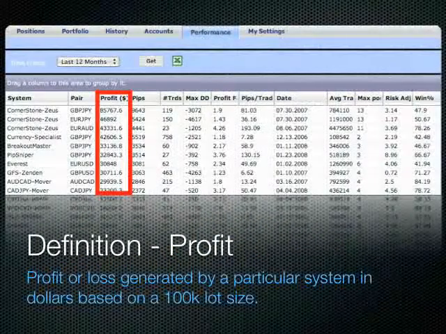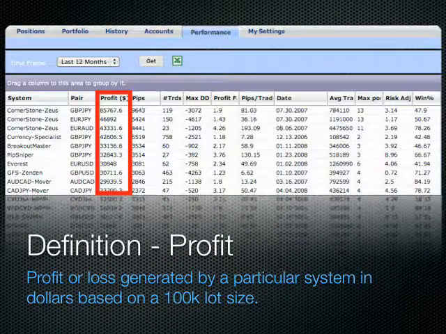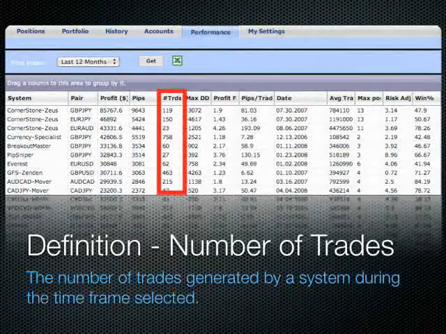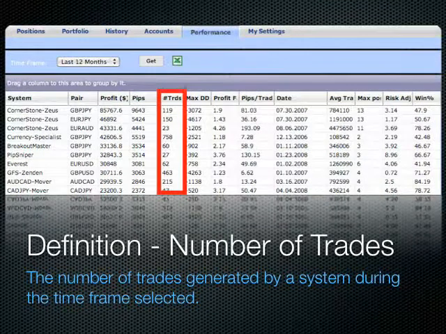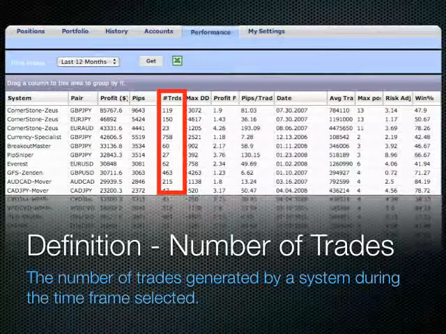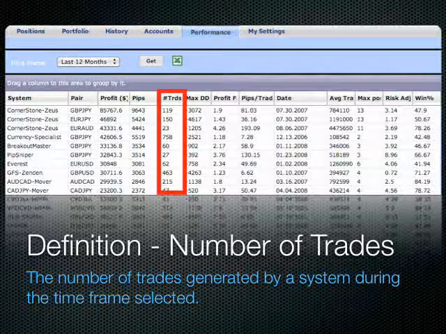The profit column shows the profit or loss generated by a particular system in dollars based on a 100K lot size. Next, we have number of trades. This column shows the number of trades generated by a system during the time frame selected. Throughout this tutorial, we will be looking at the 12-month time frame.